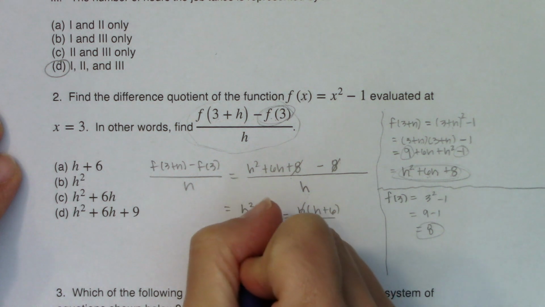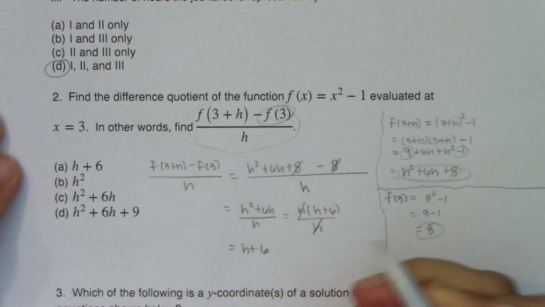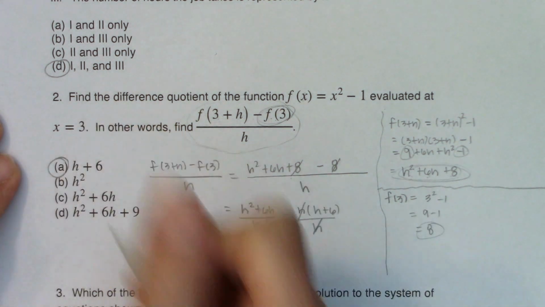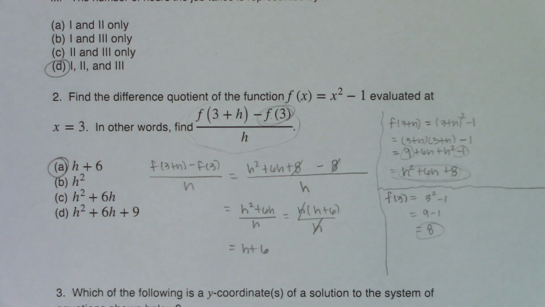Again, green flag. So when I look at what's left over, it's just h plus 6. And that's my answer.